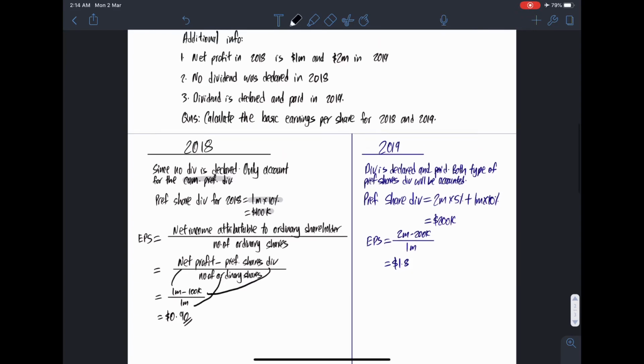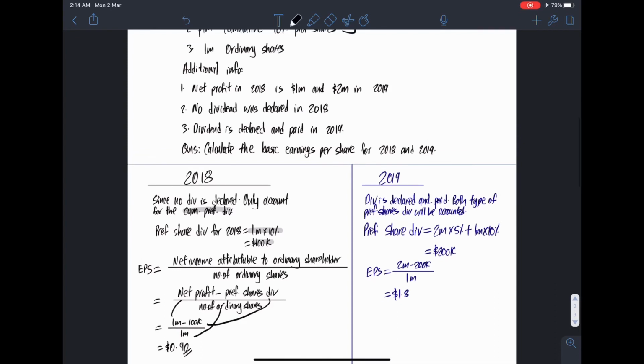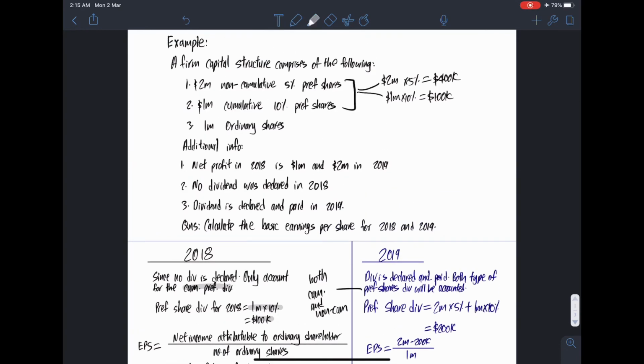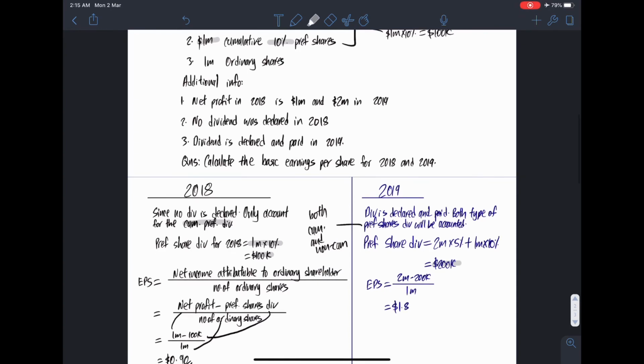For 2019, as dividends are declared and paid, we include both preference share dividends, both cumulative and non-cumulative. We have calculated the preference share dividends earlier. It's simply 2 million times 5%, plus 1 million times 10%. Then we will arrive at 200,000 preference share dividends.